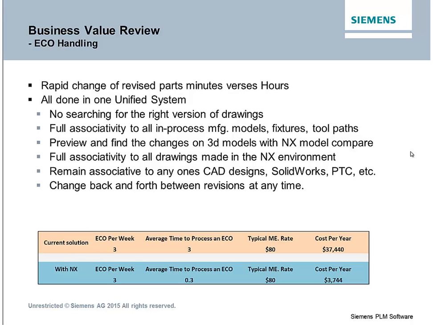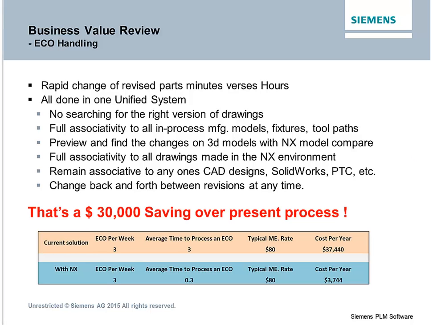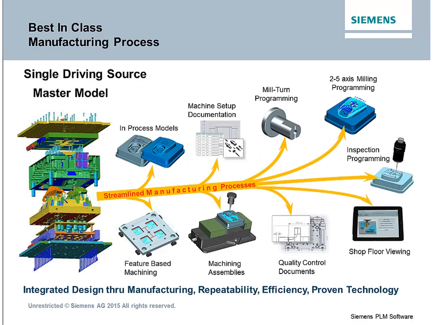So with that, let's wrap up with NX. There again, you see over 30,000 of your current process. So what makes a best-in-class manufacturing process? It really is a single driving source of master model. Typical layout here for a mold shop. You can see we can come right out of the tooling. Of course, that's available with our NX mold design product. You can have all of that capability, additionally, and more over your current process through this whole manufacturing work chain.